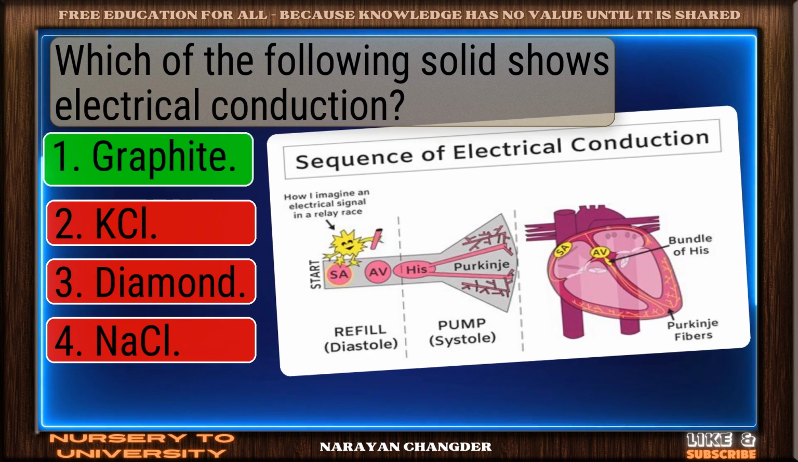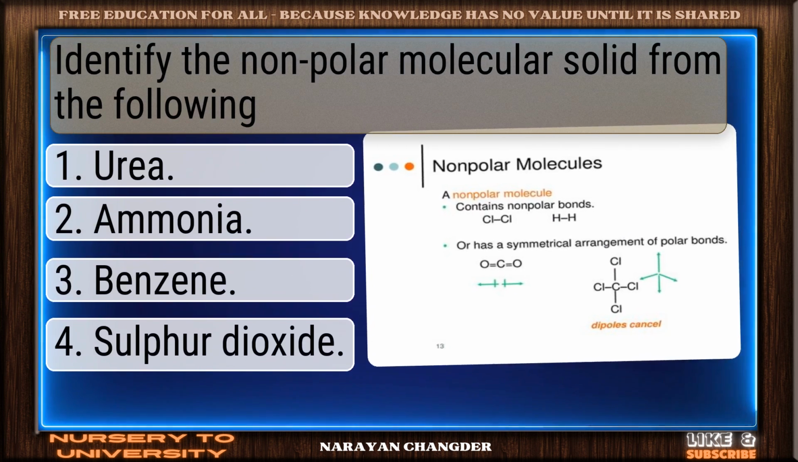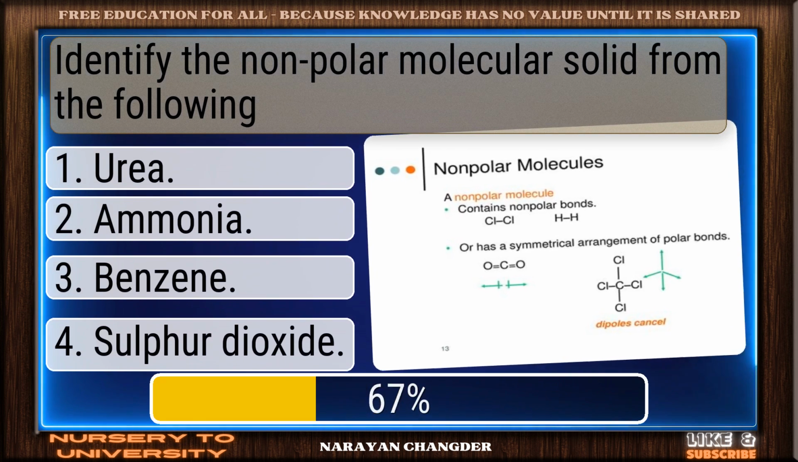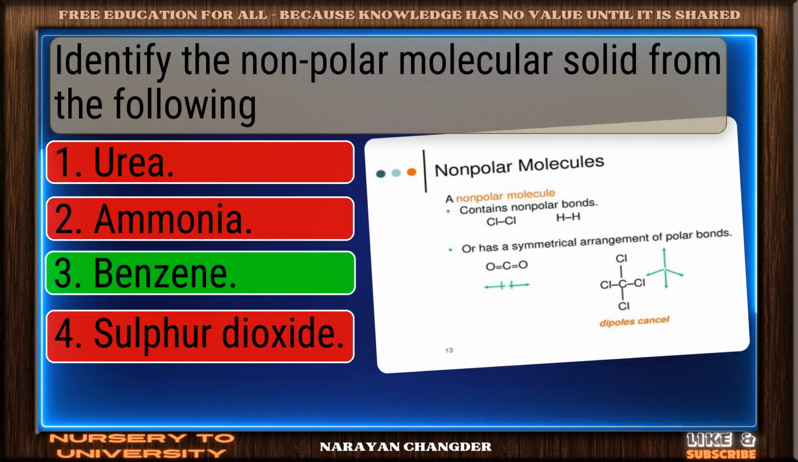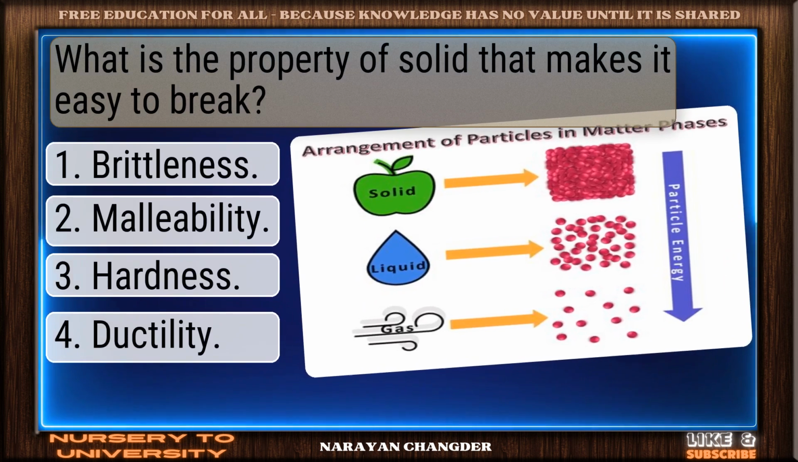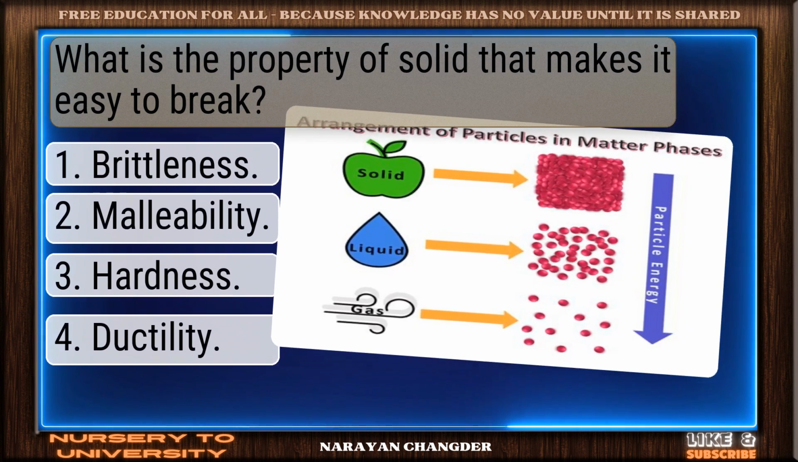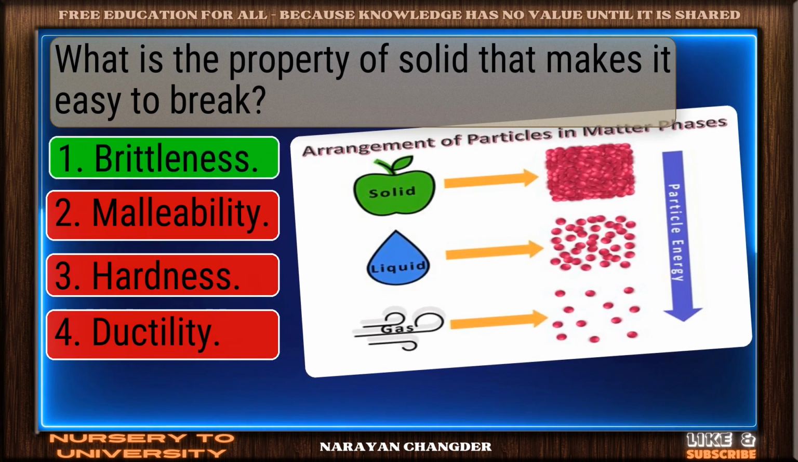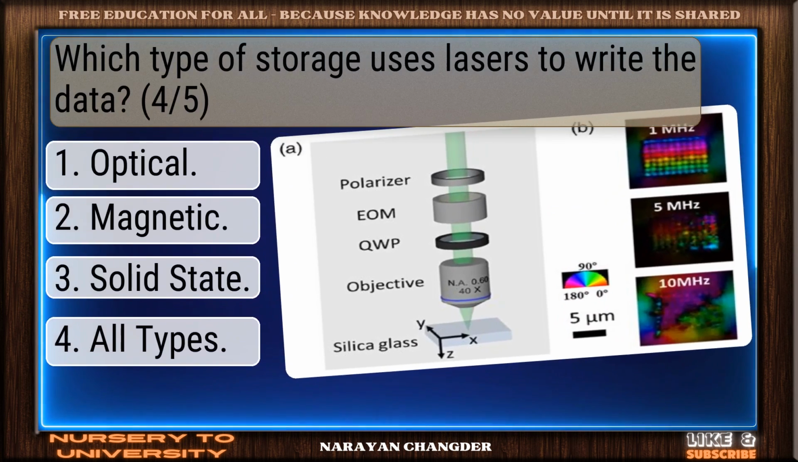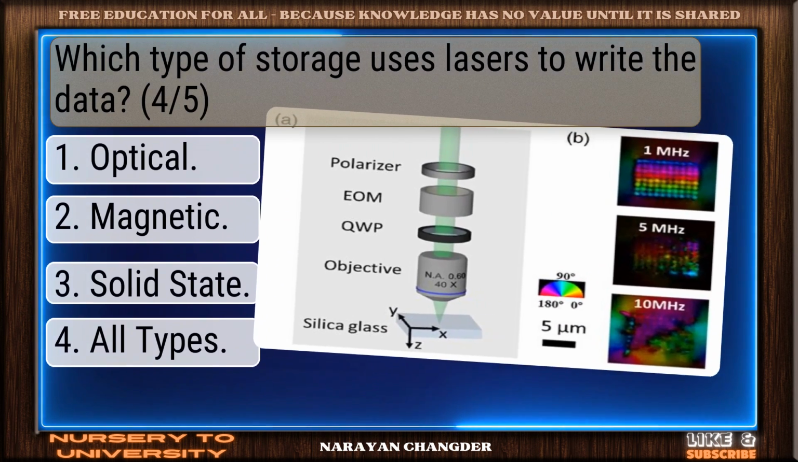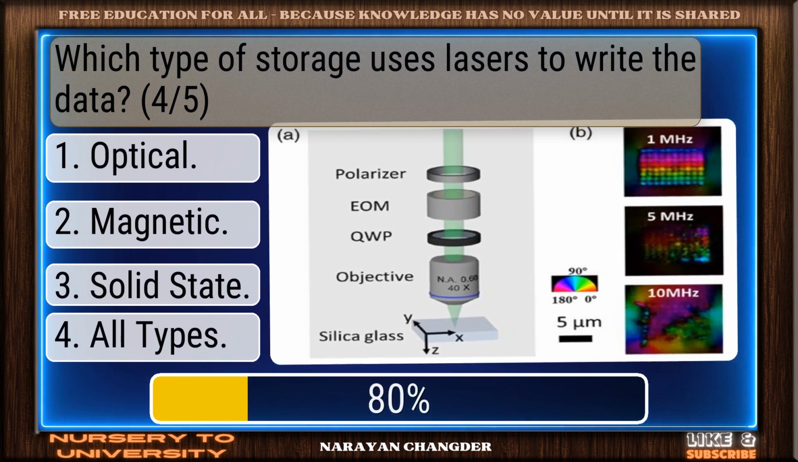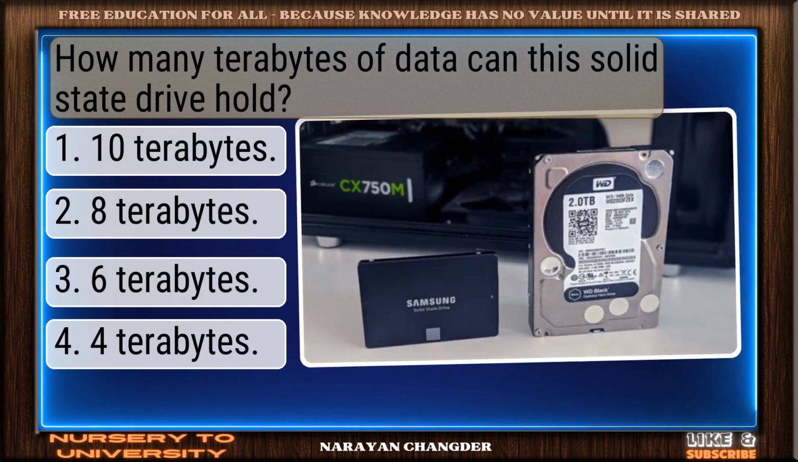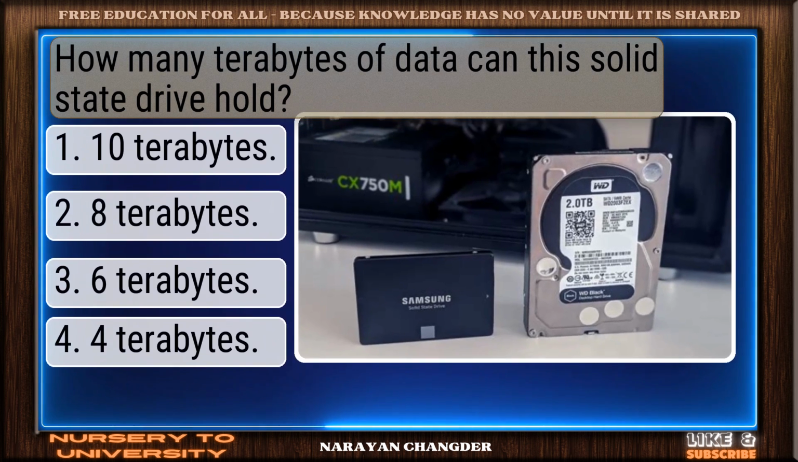Good job, graphite. Identify the non-polar molecular solid from the following. Excellent work, benzene. What is the property of solid that makes it easy to break? You got it, brittleness! Which type of storage uses lasers to write the data? Optical. Great work. How many terabytes of data can this solid-state drive hold?